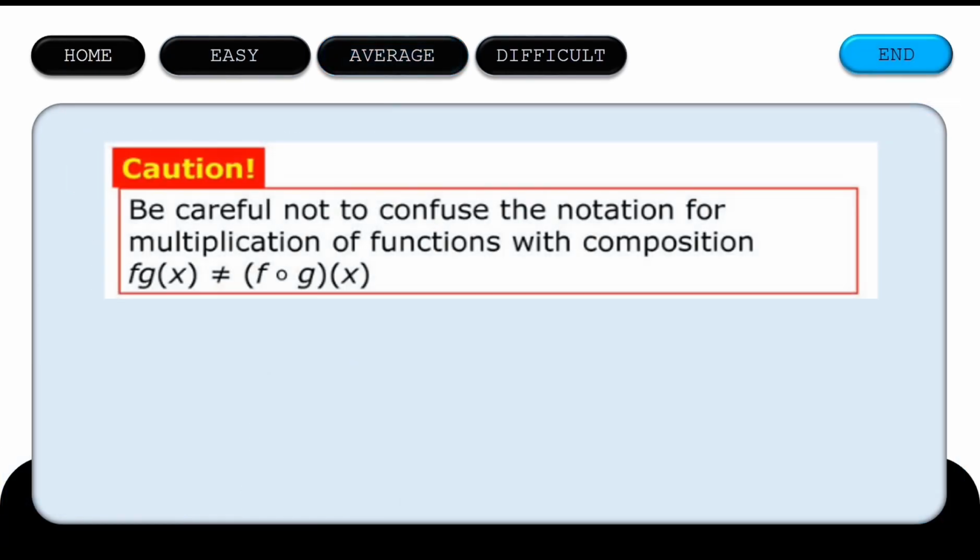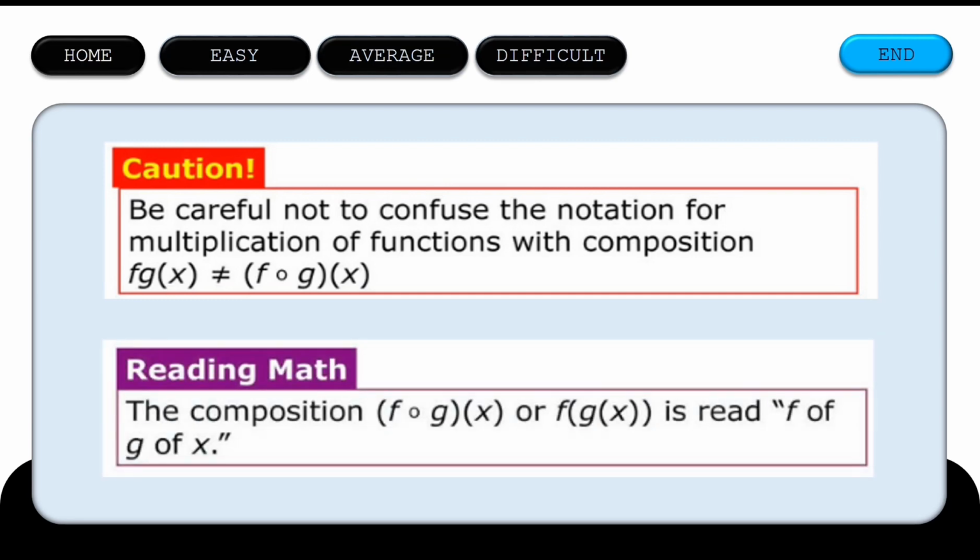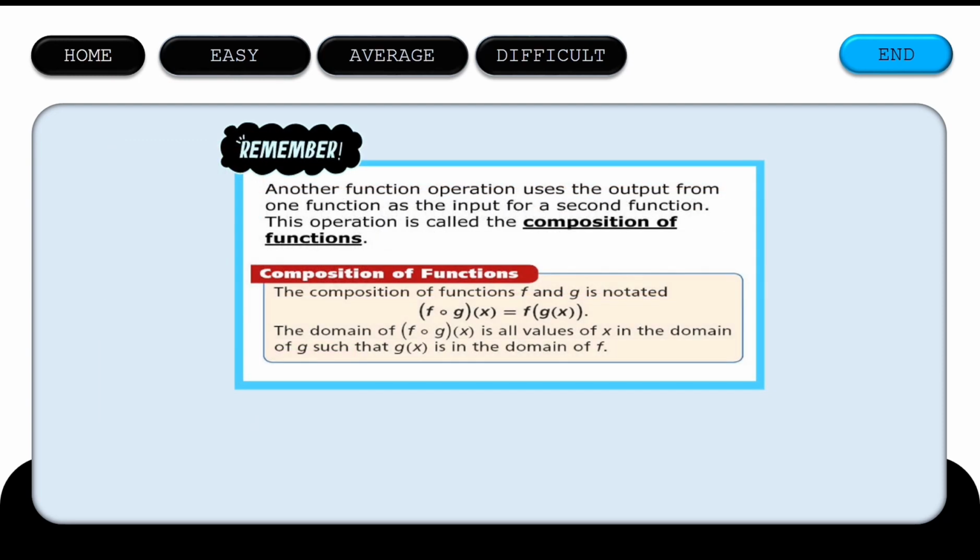Caution lang na be careful not to confuse the notation for multiplication of functions with composition, na fg of x is not equal to quantity of f of g of x. And also, by reading this composition, it can be read as f of g of x. Let us always remember that another function operation uses the output from one function as the input for a second function. This operation is called the composition of functions.